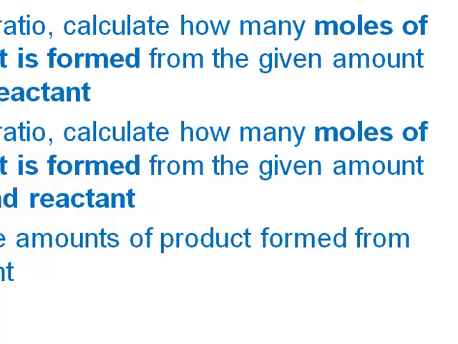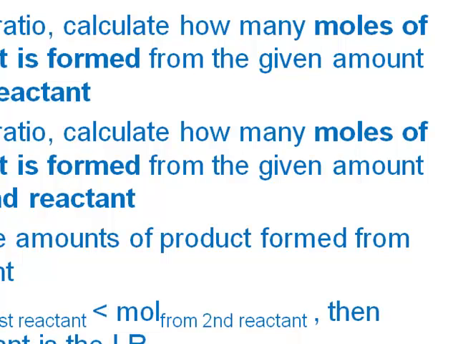Okay. Now we compare these two here. The moles from the first compared to the moles of the second. If the moles from the first is less than the moles from the second, then the first reactant is your limiter. And if the moles from the first reactant is greater, then we follow the path in the other direction. So it's going to be one or the other. And that would mean O2 is the limiting reactant. So basically the one that's smaller, as you go backwards, gives us the limiter.